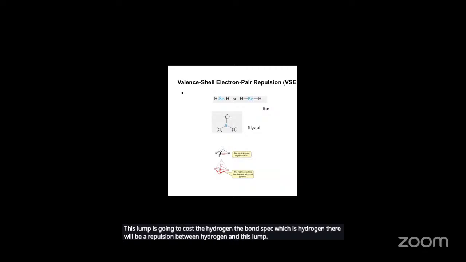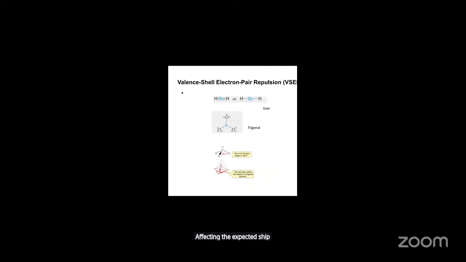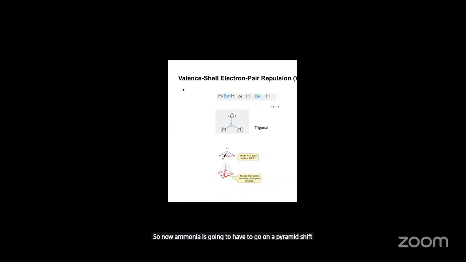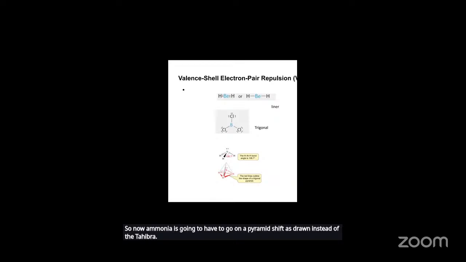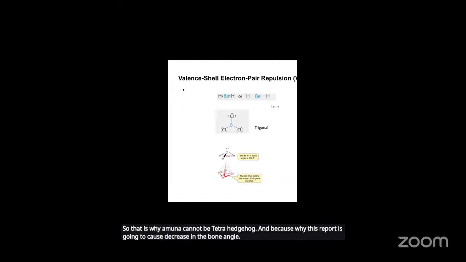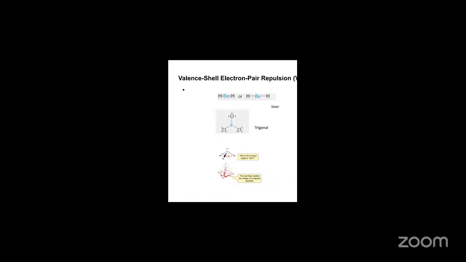lone pair is going to cause the hydrogen, the bond pair, to be repelled. There will be a repulsion between hydrogen and this lone pair, affecting the expected shape of ammonia. So ammonia is going to have a trigonal pyramid shape as drawn instead of tetrahedral. That is why ammonia cannot be tetrahedral. This repulsion is going to cause a decrease in the bond angle, causing the shape to change entirely.